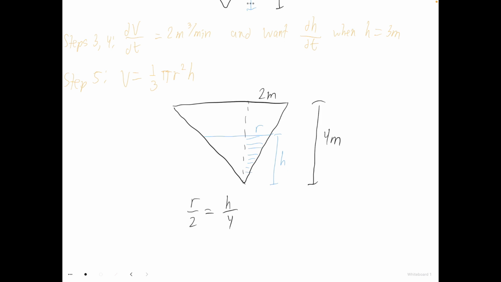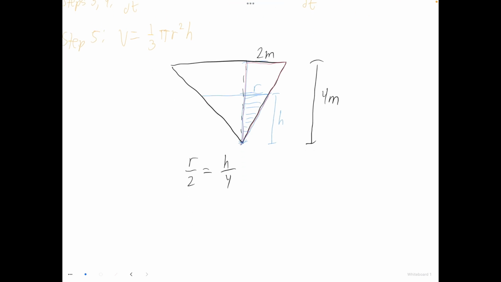So we have two triangles that are similar in shape. We have the big triangle, which I'm drawing in red, and then we have the blue triangle, that's the water level. And so the corresponding sides, which are r and h, are going to relate with r over 2 being related to h over 4, because 4 and h are the lengths of this vertical side. Okay, so we have those similar triangles that give us that relationship.